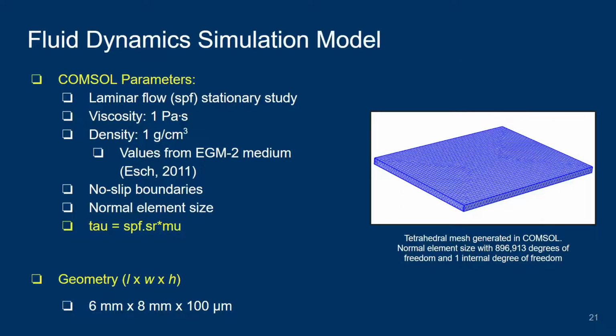These were the parameters for the COMSOL simulation, and the viscosity and density values were based on what has been used in endothelial cell growth medium for cell culture experiments. A no-slip boundary condition was also necessary to estimate wall shear stress, and a mesh of normal element size was used, as shown on the right. The geometry was similar to our microfluidic chip, and to estimate wall shear stress, shear rate times viscosity was used.